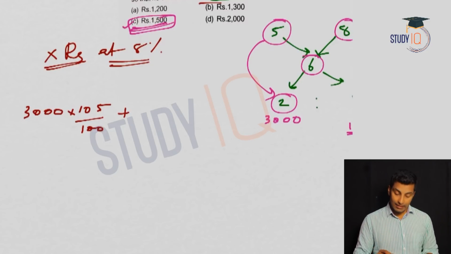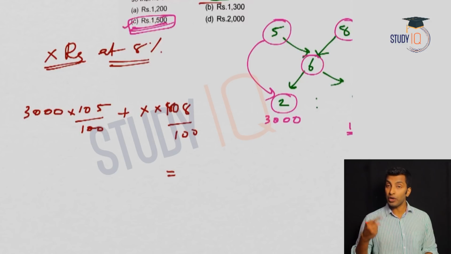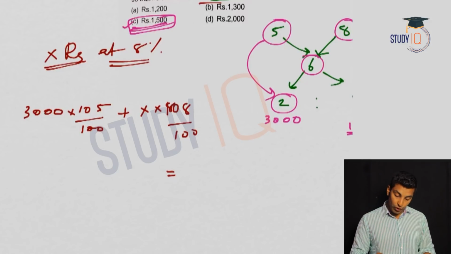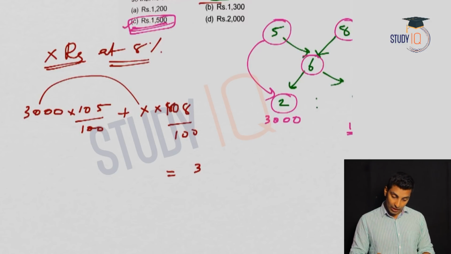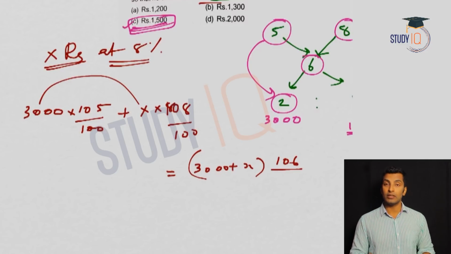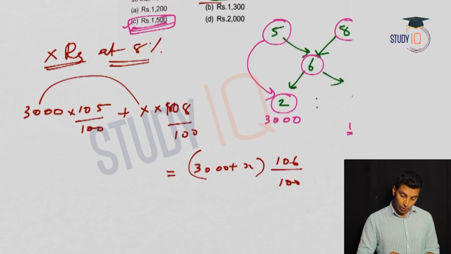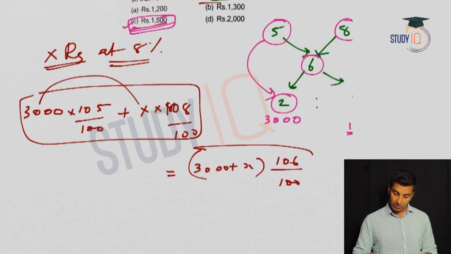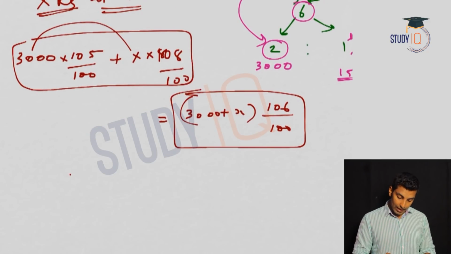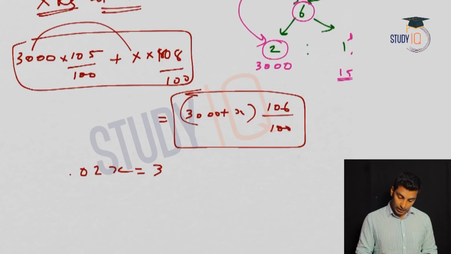Then in the second case he is investing X rupees at 8%, so I'll write it as 108 divided by 100. And effectively how much does he want to get? 6%, right? For how much amount? The amount will change to 3,000 plus X, and the interest is 6%, so 106 by 100. These two should be equal. Now when you equate this, you get 0.02 X is equal to 30, and X is equal to 1,500.